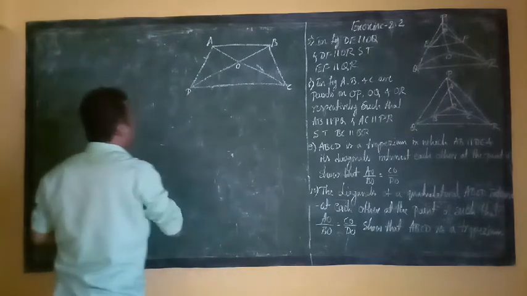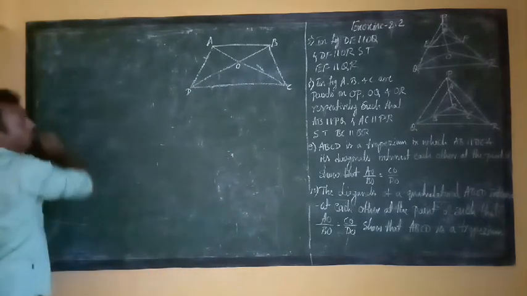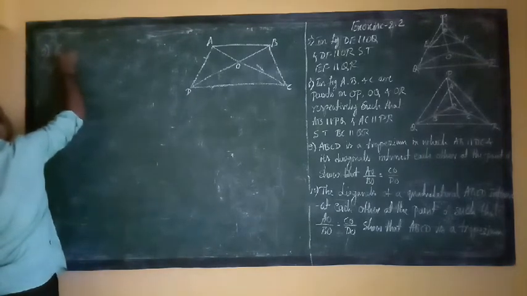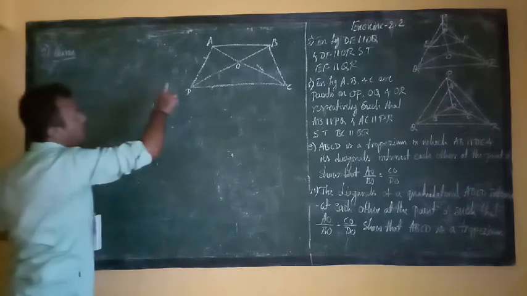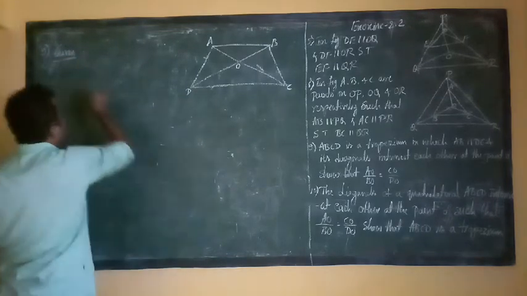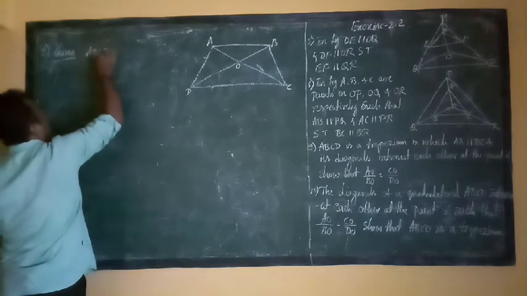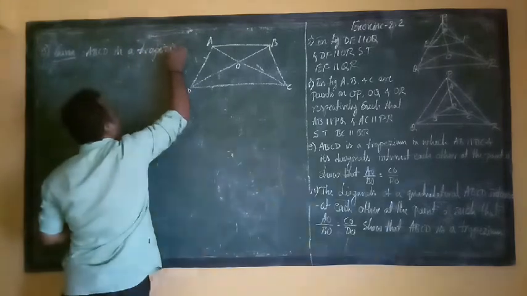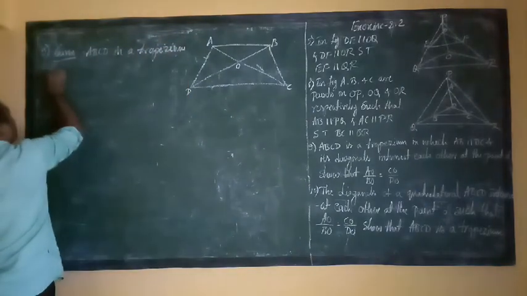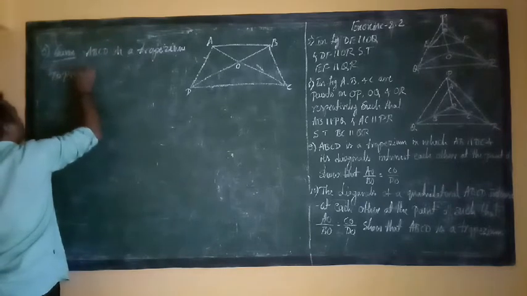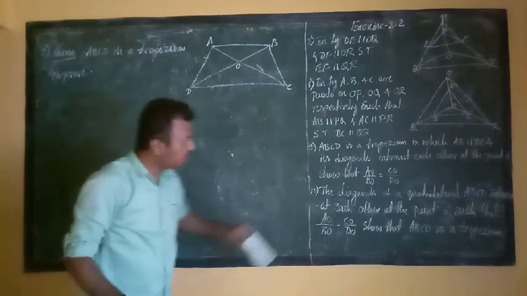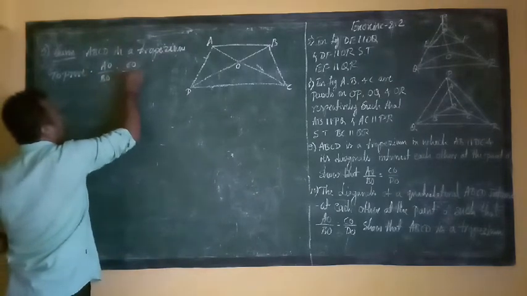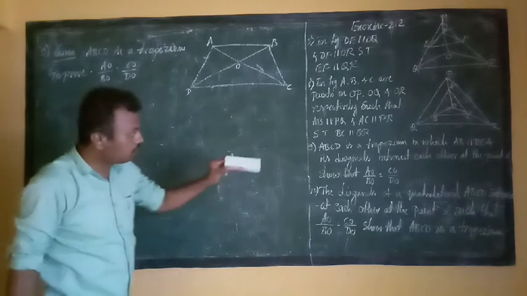Okay, so first I will write down the given. Question number 9, given: ABCD is a trapezium. Next, what we have to prove: AO by BO is equal to CO by DO.